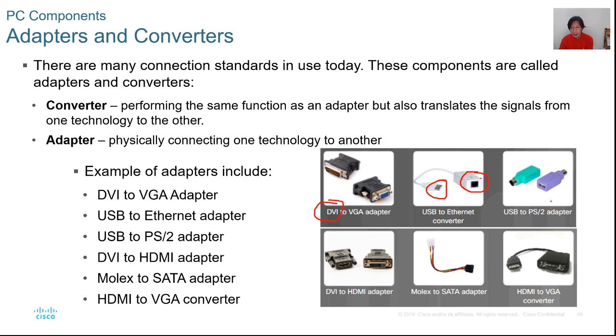And also, nowadays it is very minimal that we use a PS/2 type of keyboard and mouse. But if you don't have those connectors on your board, you can buy a USB to PS/2 adapter, so that you're not going to replace the entire keyboard and mouse. Then we also have the DVI. This one is the DVI, and it can be converted into an HDMI cable. Also we have the Molex to SATA adapter and the HDMI to VGA converter.